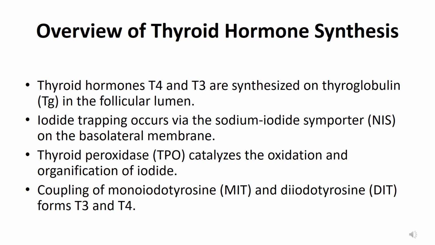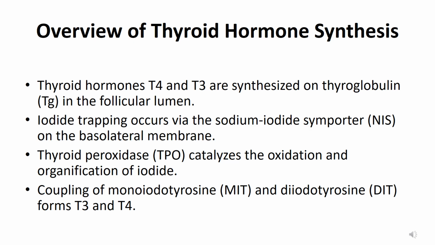Thyroid hormone synthesis is a fascinating process that takes place inside the thyroid gland's tiny spherical structures called follicles. These follicles contain a protein-rich substance known as colloid, where thyroid hormones are actually produced and stored. The two main thyroid hormones are thyroxine, also called T4, and triiodothyronine, known as T3. Although T4 is produced in larger amounts, T3 is the more biologically active hormone at the tissue level.